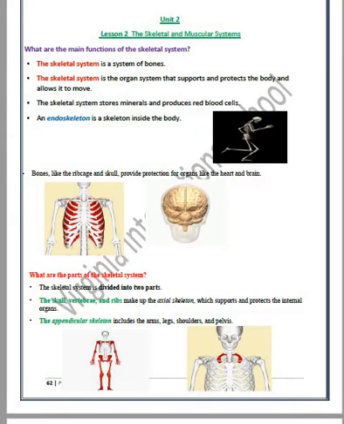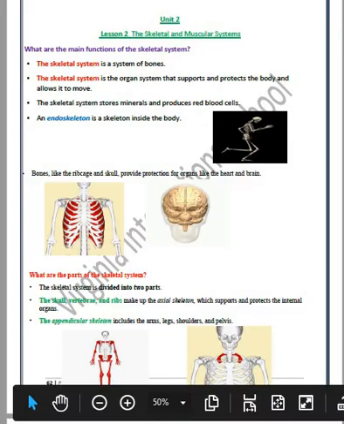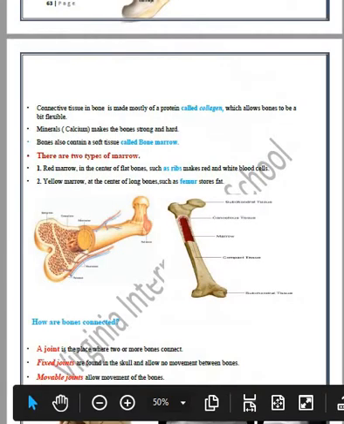organs. While the appendicular, this is the exo, includes the arm, the leg, the shoulder, and the pelvis. So these are parts outside of the body margins. This is the appendicular, this is the exo, while the endo was the skull, the vertebrae, and the ribs. This is inside. Okay, so we have an axial part and an appendicular part.